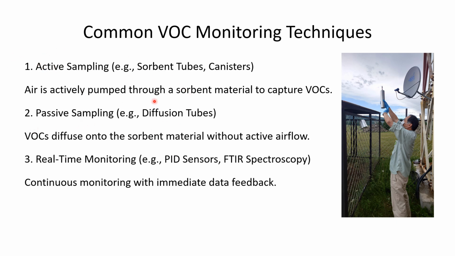For the active method, here is the canister. We conduct instant sampling with a canister. Sorbent tubes are also an active method, where we connect them to pumps. For passive sampling, there is no active pump, so we use the diffusion principle, with passive samplers. And there is also very advanced technology for real-time monitoring, usually a GC connected with detectors, for example PID or mass spectrometry and others.